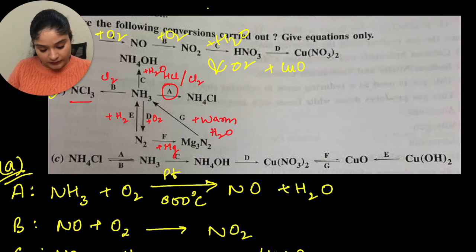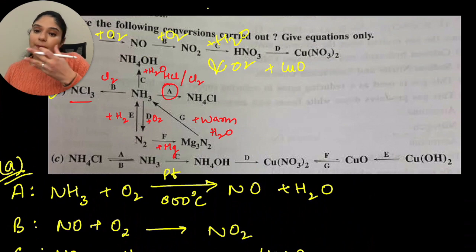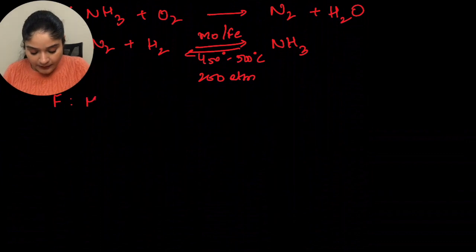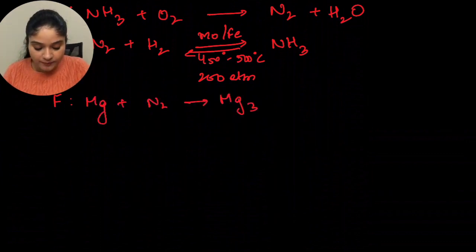Alright, F is from nitrogen you're trying to reach magnesium nitride. So how would you do that? Nitrogen plus magnesium gives you magnesium nitride. So let's write that. Magnesium plus nitrogen gives you magnesium nitride.